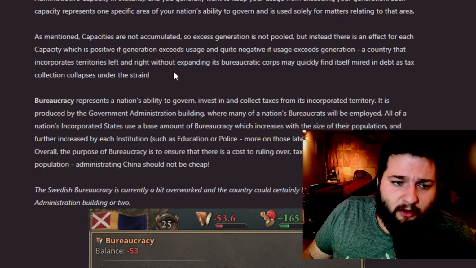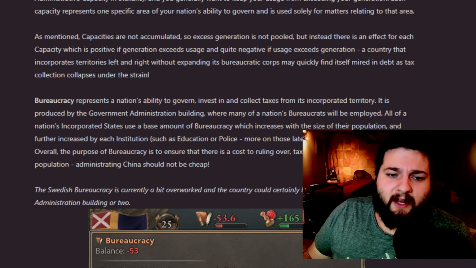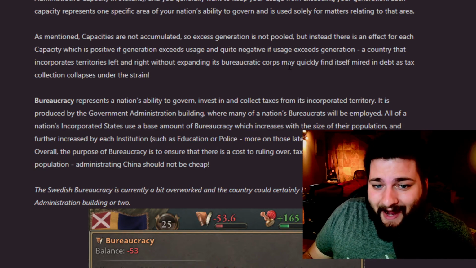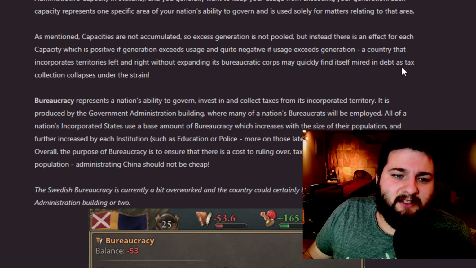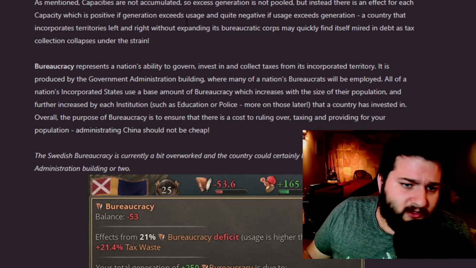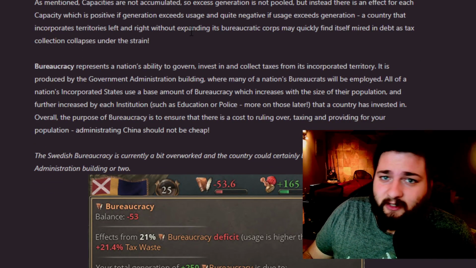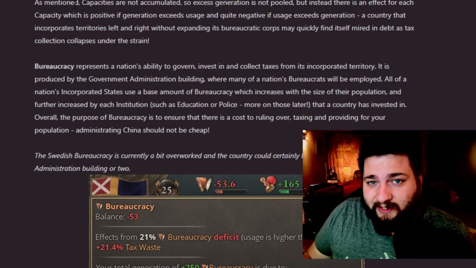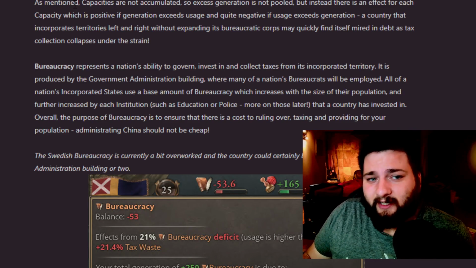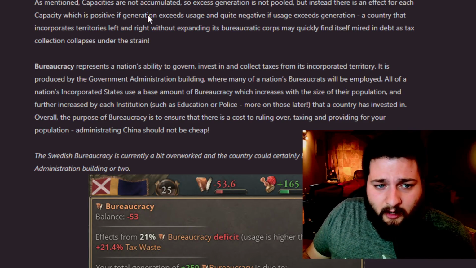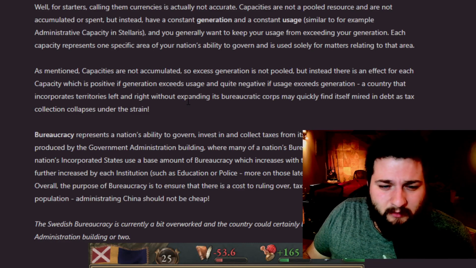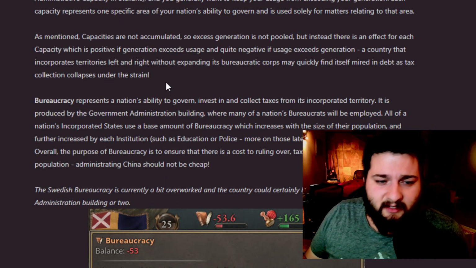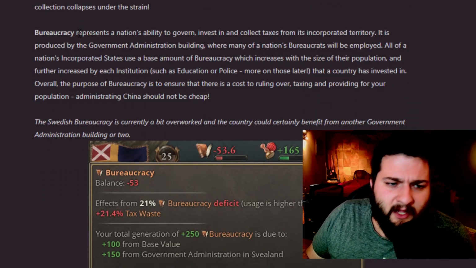A country that incorporates territory left and right without expanding its bureaucratic core may quickly find itself mired in debt as tax collection collapses under the strain. So that's an interesting concept. It really depends on how they'll be implementing it, that the quicker and larger you're expanding, kind of like overextension in Europa Universalis 4, will be handled with the bureaucratic capacity. Interesting idea, it just depends on the implementation really.